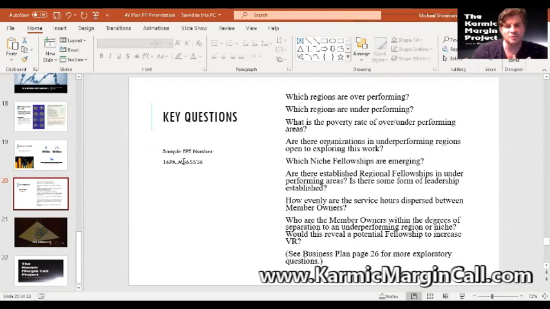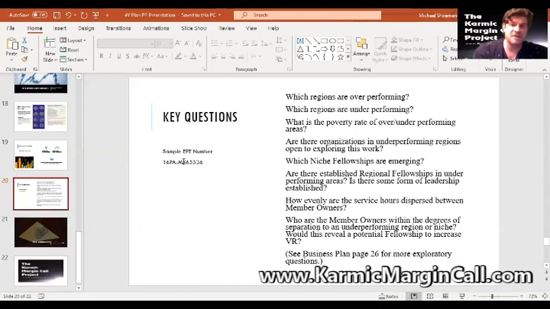Are there established regional fellowships in underperforming areas? Is there some form of leadership established in the region? So that's where we start looking at, are there clear-cut regional fellowships established in the state, in the county, in the city? Where do people have kind of like a center point to go to learn more about fellowships and the regenerative economy?